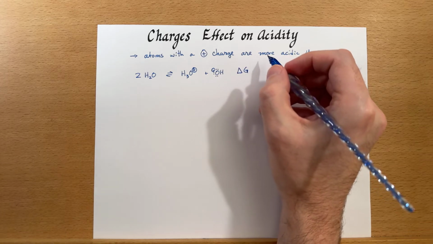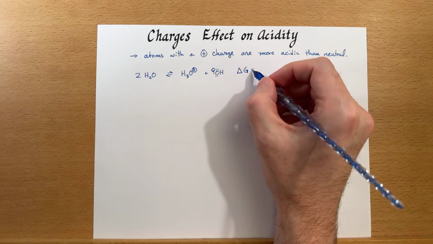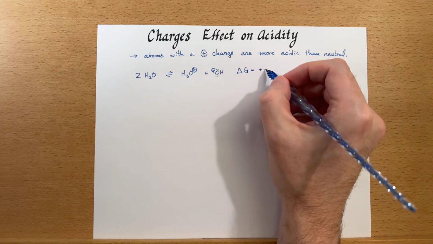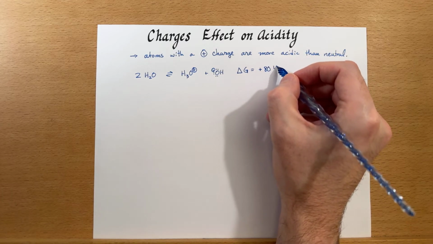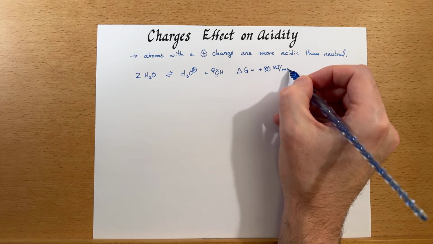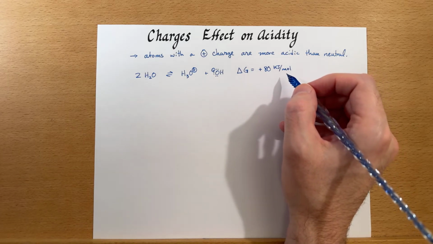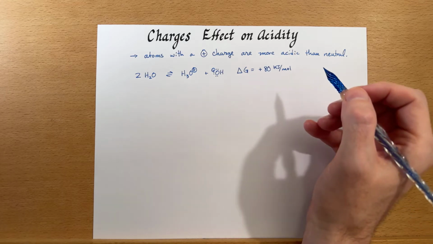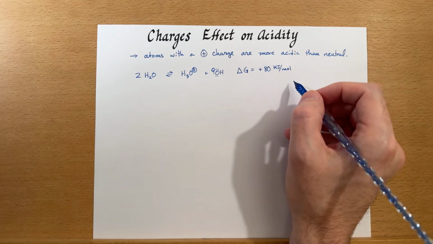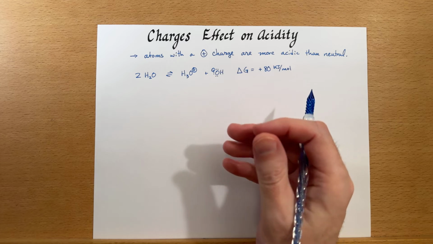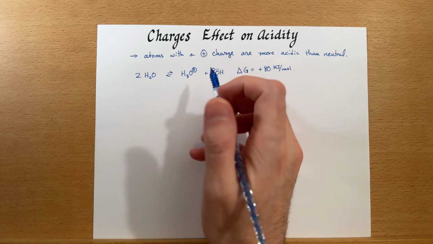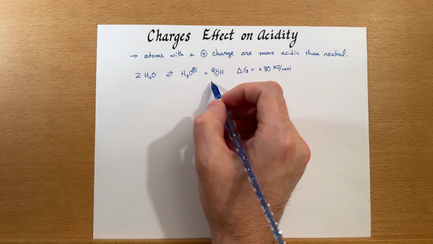And if we looked at the delta G for this autoionization, it's plus 80 kilojoules per mole. So it's not a thermodynamically favored process, although it does still happen to a small extent. But this brings up the important point. Generating charges will take energy.